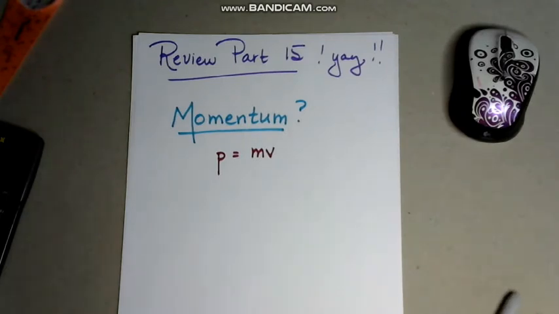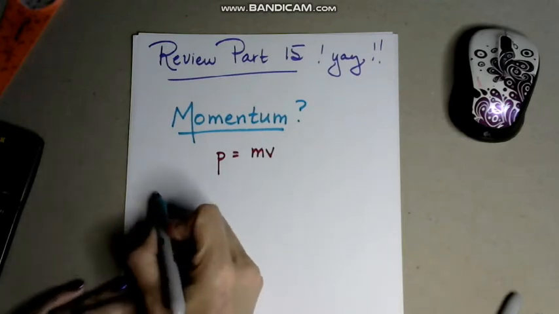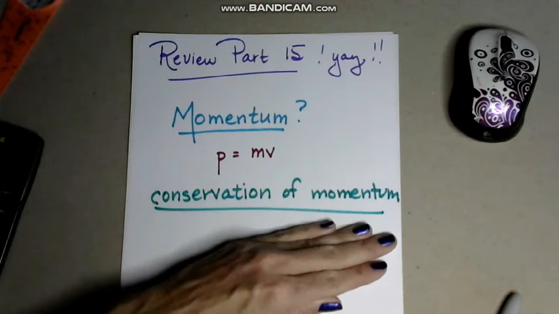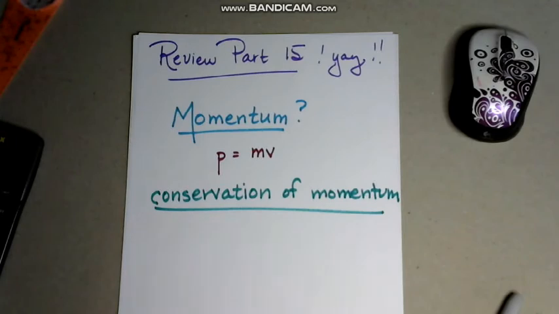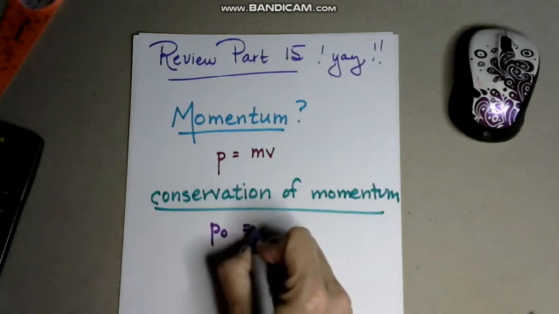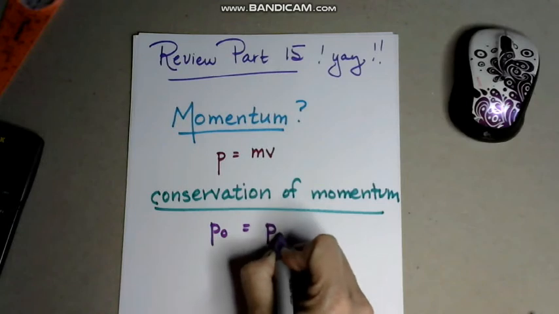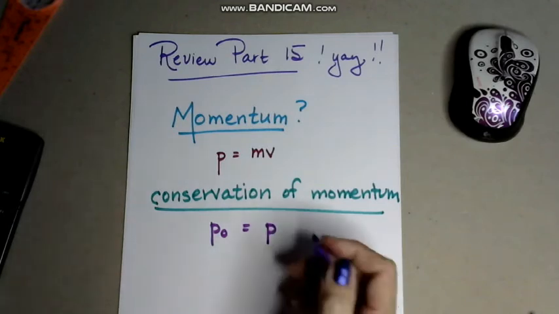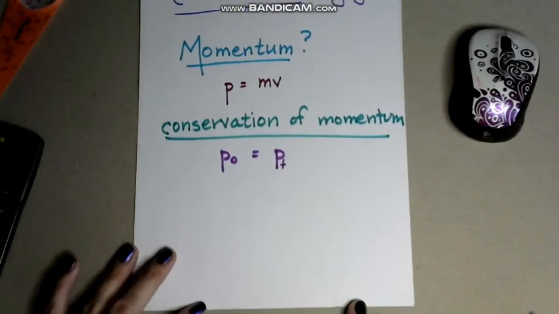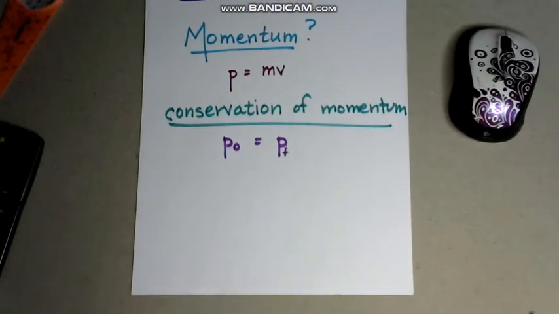What if I have a collision? Remember we talked about the conservation of, sorry, I cut myself off. We have the conservation of momentum. What that means is that your initial momentum equals your final momentum. I can put a little f down here. What about if you have a collision?